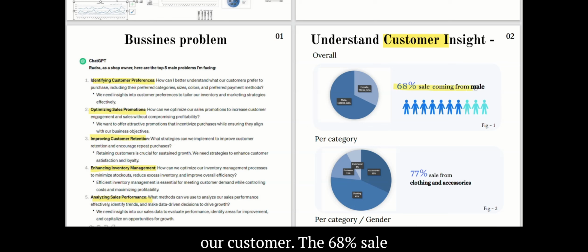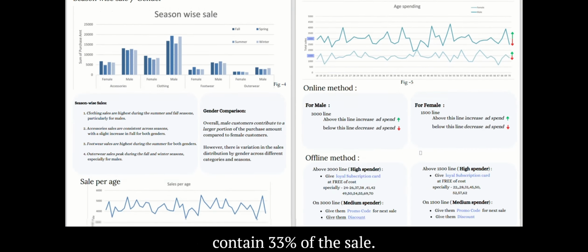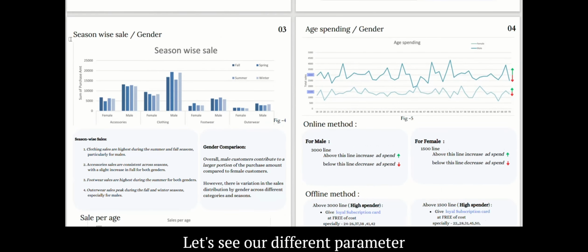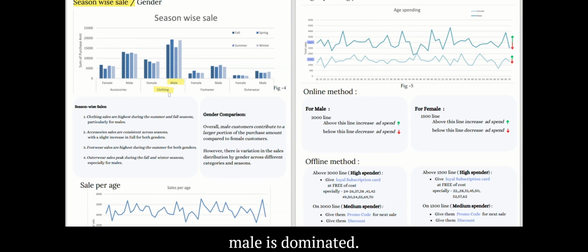68% of sales come from males, and 77% of sales come from cloth and accessories. Cloth contains 44% and accessories contain 33% of the sales. Let's see our different parameters. Here we see that in the cloth section the male is dominant.